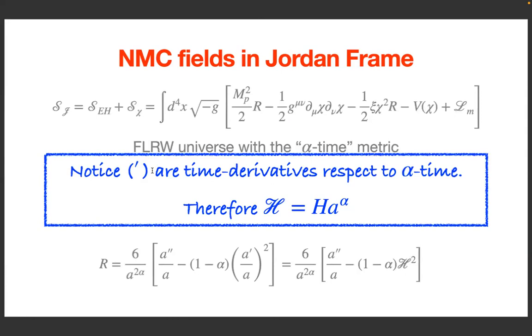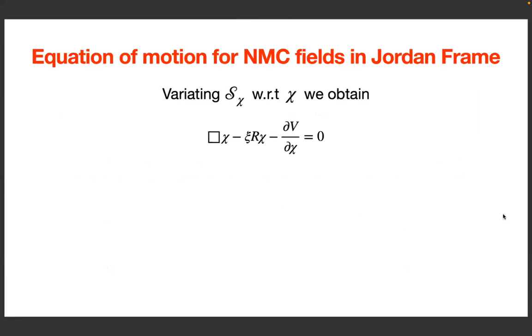The time derivatives here that I will show you in the equations of motion are with respect to the alpha time. So curly H is measured in alpha time, computed with the alpha time derivatives. The relation with the actual Hubble rate computed with the coordinate time is given in this form. So just remember that curly H is not the Hubble rate, but some kind of alpha time Hubble rate.